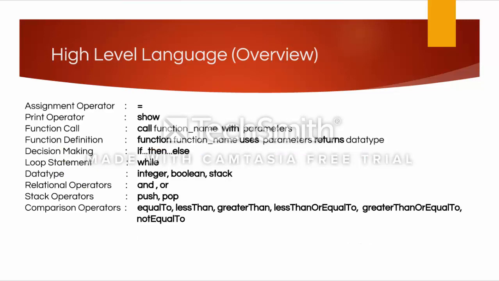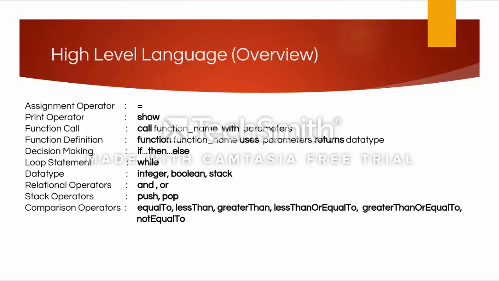These are some of the keywords which we are using in our high level language. For assignment, we use the same orthodox assignment sign. For print, we use the show keyword. For calling a function, we use call keyword followed by function name, then the with keyword followed by parameters.